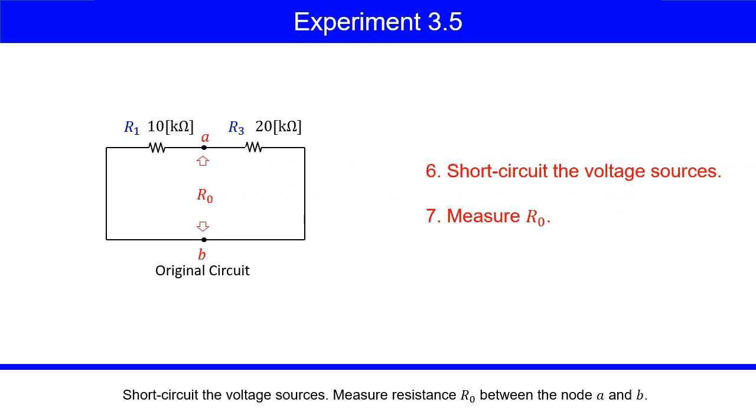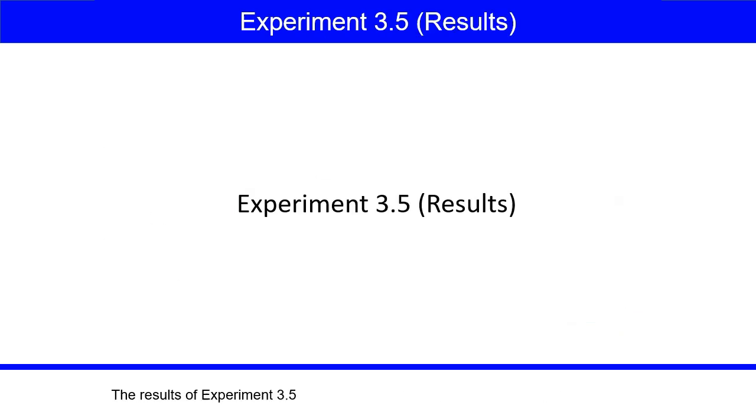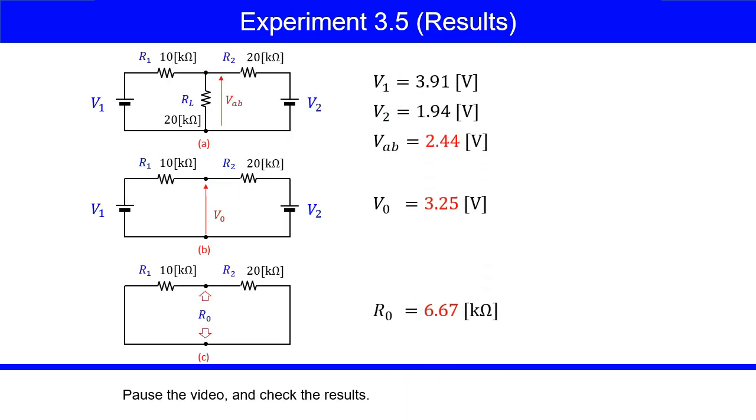Short circuit the voltage sources. Measure resistance R0 between the node A and B. Confirm that VAB in the equivalent circuit is equal to VAB in the original circuit. The results of experiment 3.5. Pause the video, and check the results.